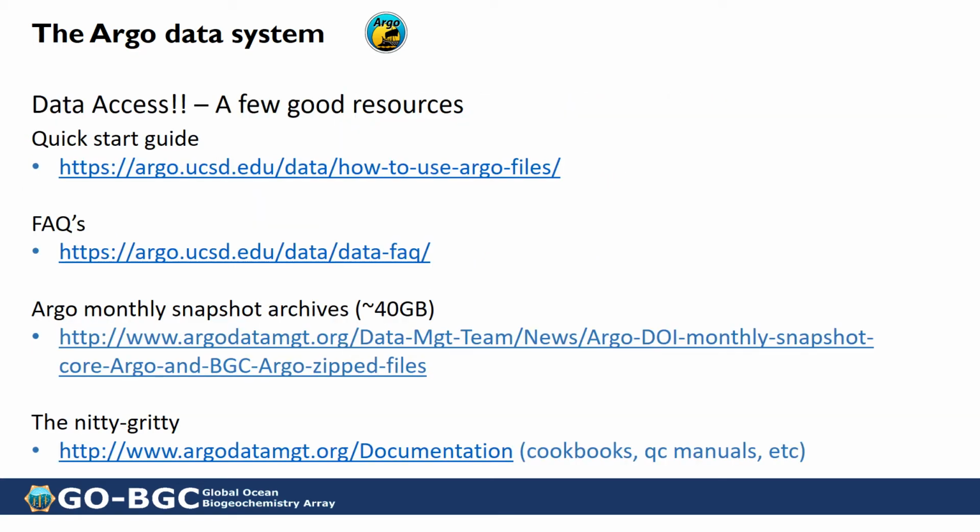And if you're a user that's completely new to the Argo system, I wanted to take the time to point out a few good resources for data access and just better understanding the background on the system in general. The Quick Start Guide, FAQs, a location of Argo monthly snapshot archives and description, and also what we like to call the nitty-gritty, or again, a direct link for Argo documentation, cookbooks, QC manuals, etc.